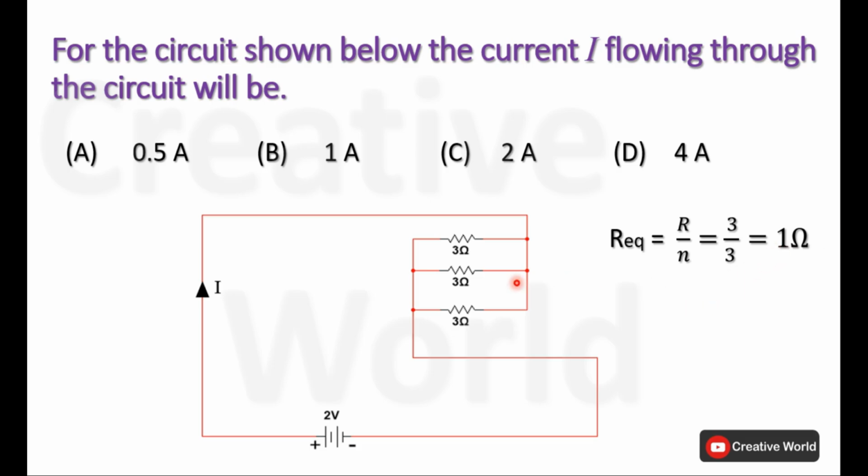Now we have total resistance of this circuit, total voltage of this circuit as well. We can calculate this current, which will be I equal to V divided by R. Voltage is 2 and resistance is 1. So the current will be 2 ampere. So the right answer is option C, 2 ampere.